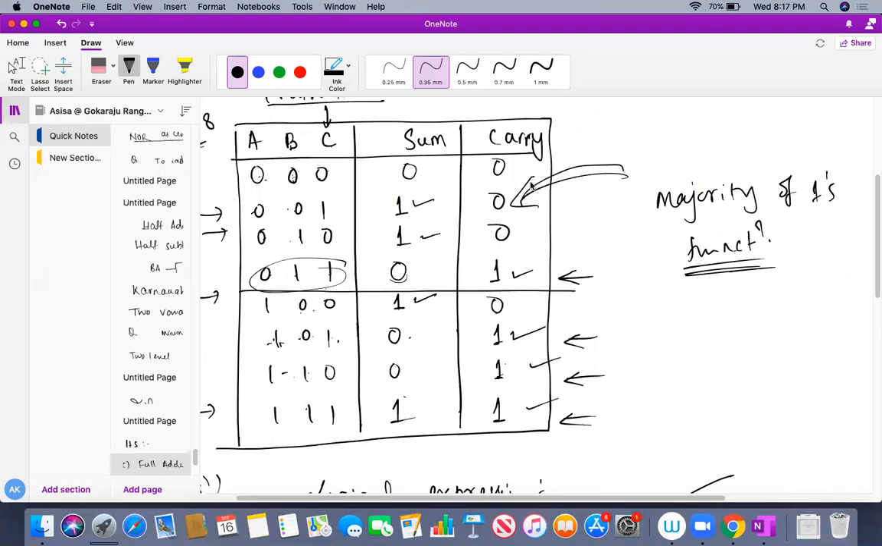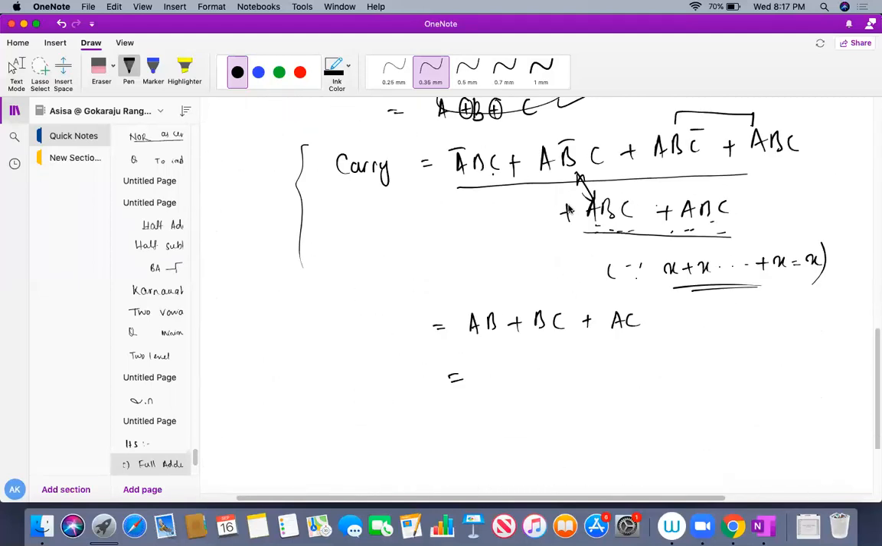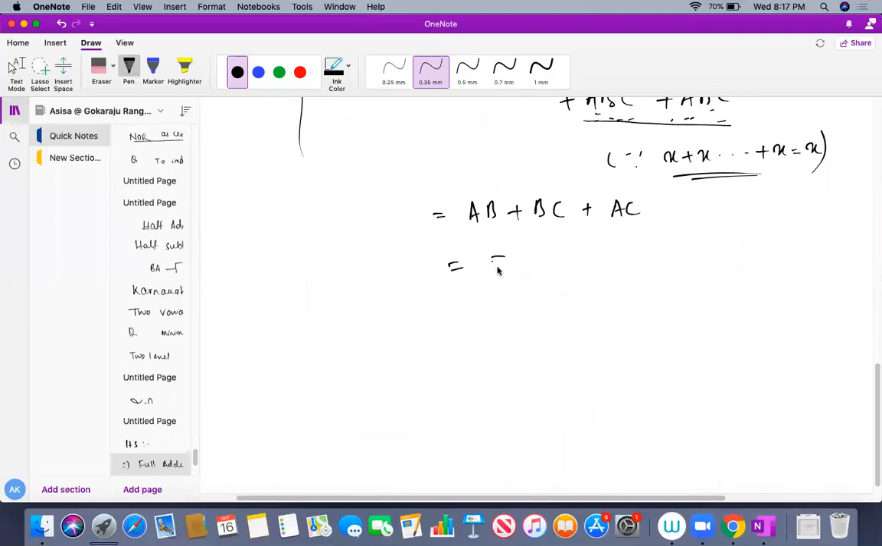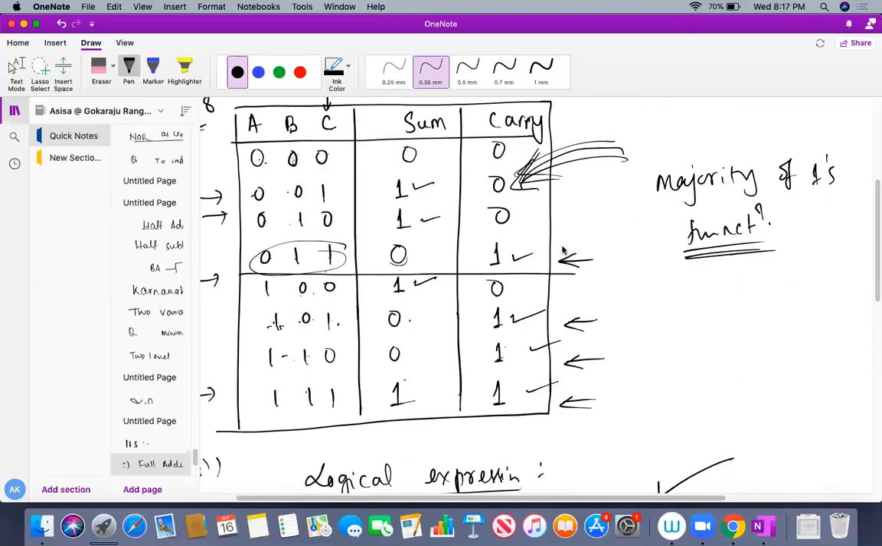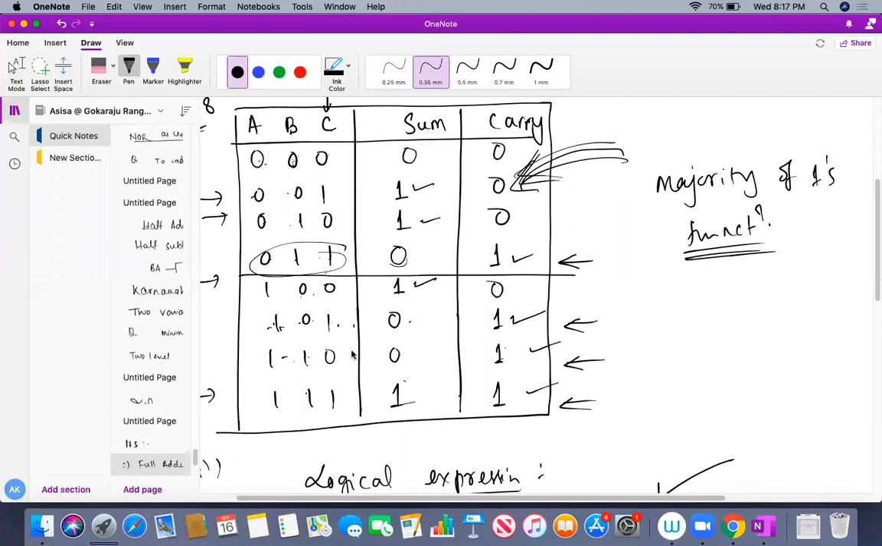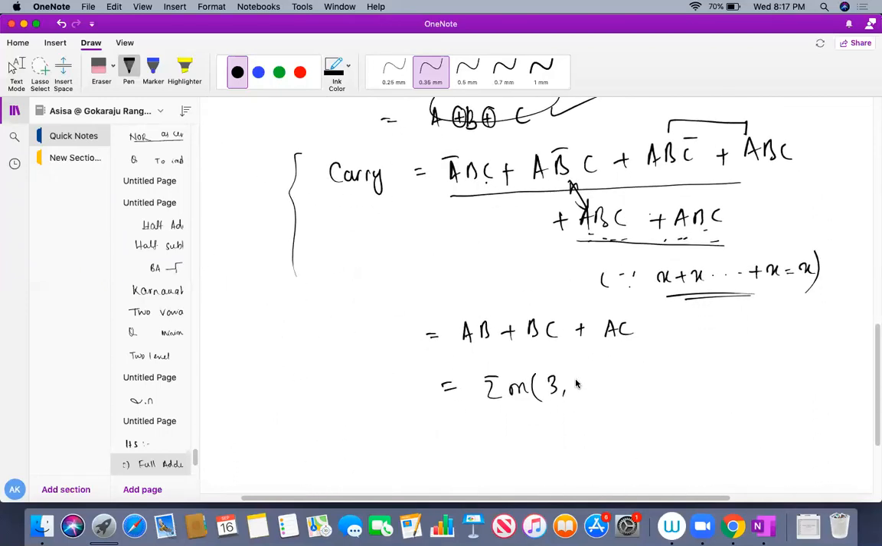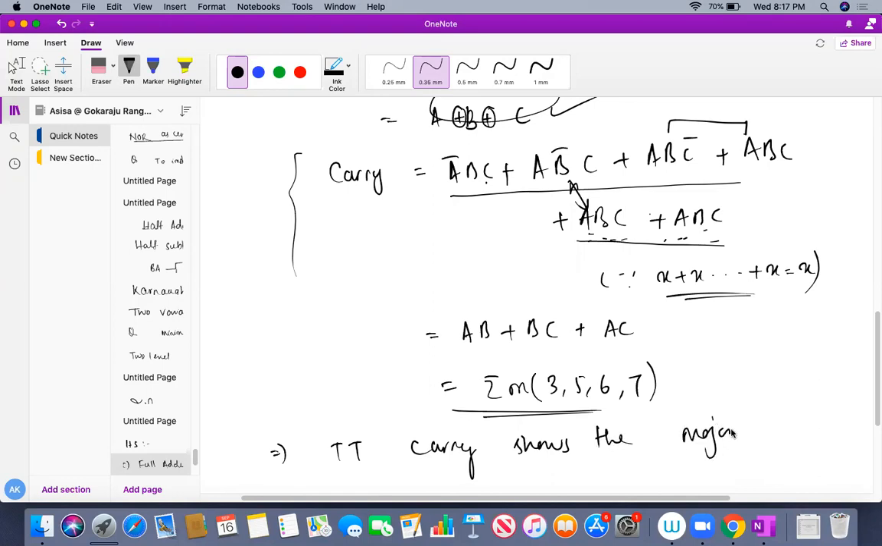So by looking into the carry truth table, I am getting a majority of ones function. So this is actually the summation of m. What are the min terms? Min terms are 3, 5, 6, 7. So 3, 5, 6, 7 are the min terms. The truth table of carry shows the majority of ones function. Understand, students? Very simple. What is a majority of ones function? If the number of inputs that are 1 is more.